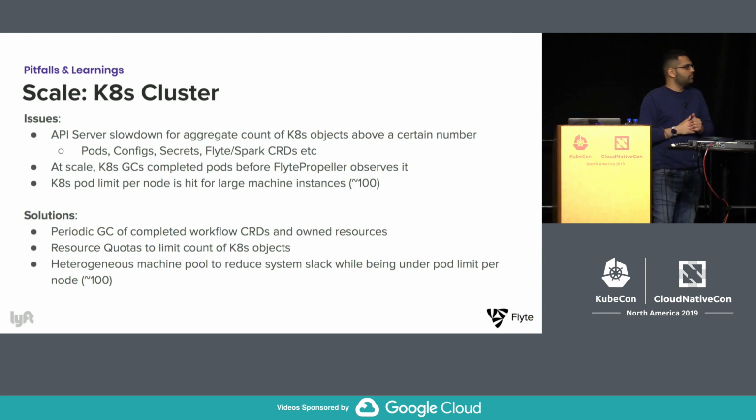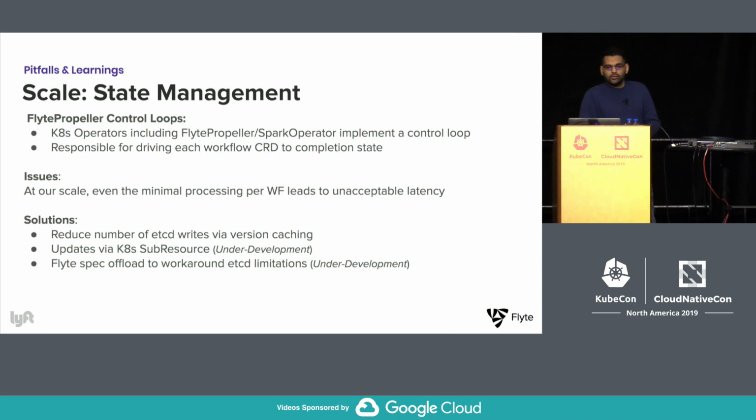or any other dependent resources that particular workflow owns. Finally, to solve the kubelet level issue, we started using heterogeneous machine pools, where some of the instances we chose were smaller ones, some were larger ones, and overall we stayed under a pod limit of 100 pods per node, which we saw works fine without any stability issues. Okay, so those were the cluster level issues and learnings.